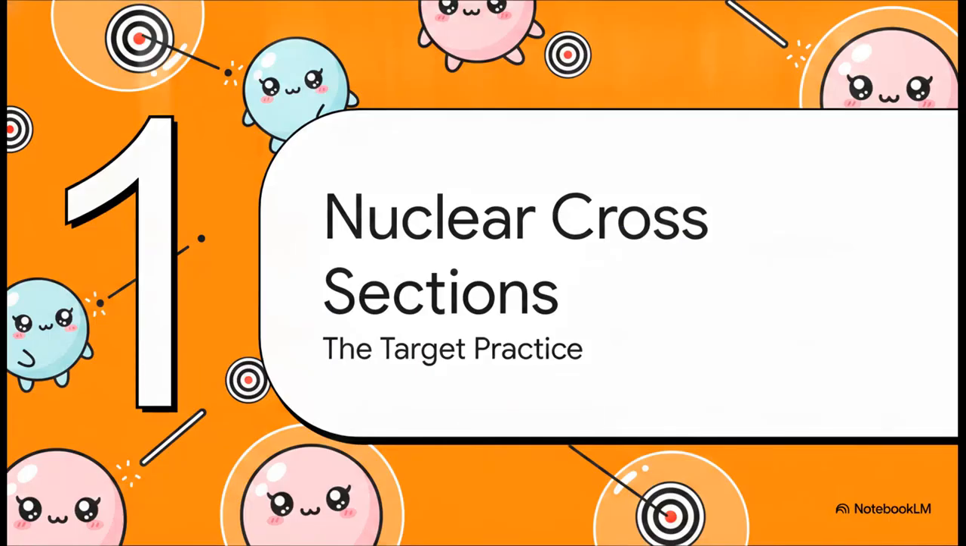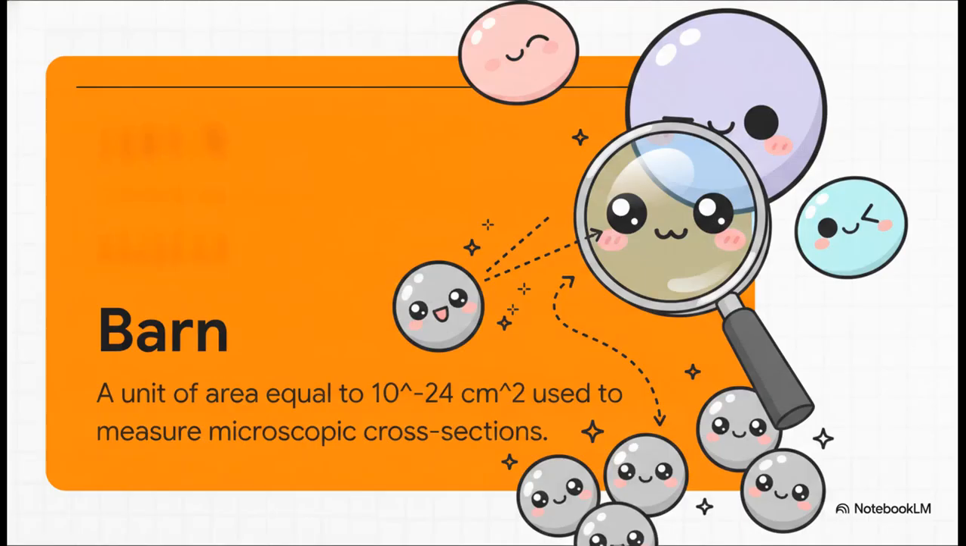Section 1, Nuclear Cross-Sections, the target practice. So in the microscopic world, everything revolves around hitting a target, right? Nishana lagana. To measure the chance of a neutron hitting an atomic bullseye, physicists use a unit called the barn. Now get this, it equals 10 to the power of negative 24 square centimeters. That is mind-bogglingly tiny. No way you can even visualize that. But mathematically, it perfectly represents the effective target area a nucleus presents to an incoming neutron.